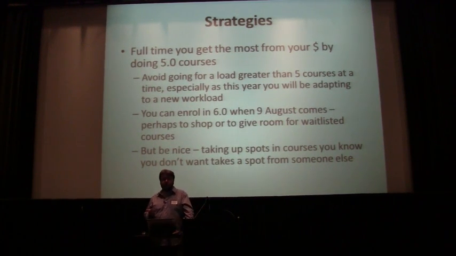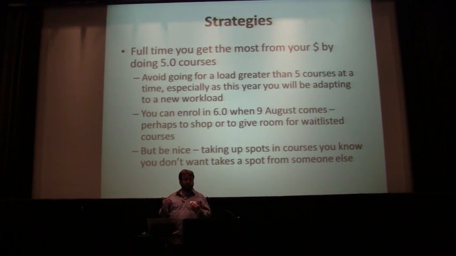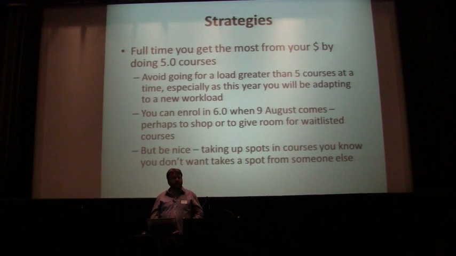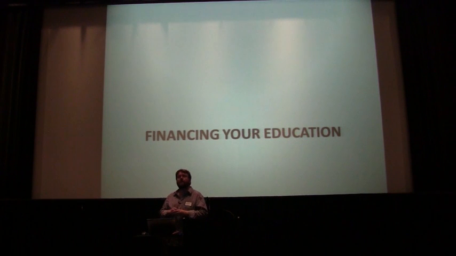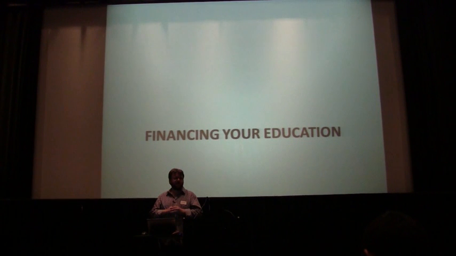You can enroll in 6 credits starting August 9th, but most people do that just to shop around. They want to secure themselves another spot, they come into the classes and see what they like, and maybe drop themselves back down to 5. If that's what you're going to do, great. You've got that power, but be nice. Don't stick around in courses too long because someone else actually might want the spot. And like I say, don't lose track of waitlisted courses. They're part of your tally, and they could come and haunt you later on if you just forgot that you had them. Any questions at this point?